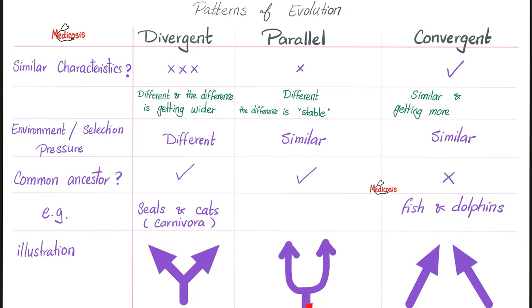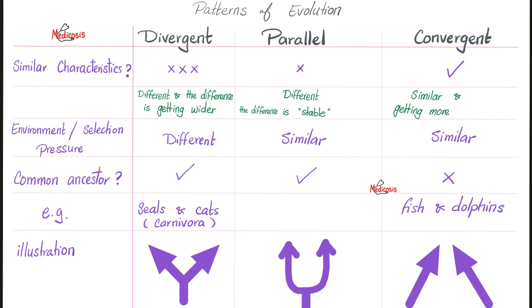How about parallel? Yeah, we start also with a common ancestor. Alright, and then we branch out, but we do not diverge. We kind of stay close. The difference between us is kind of stable and not getting wider like the divergent one. The pressure by the environment or by selection is kind of similar, unlike the divergent one.